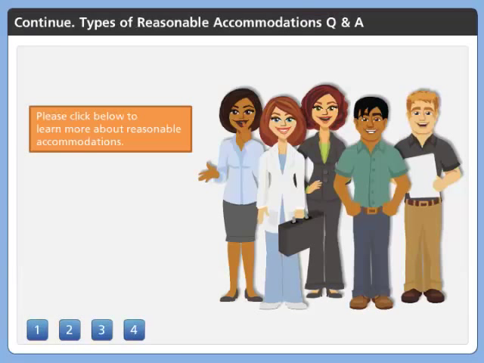In this section, we will continue to answer questions about reasonable accommodations. Please follow along by clicking the options below.